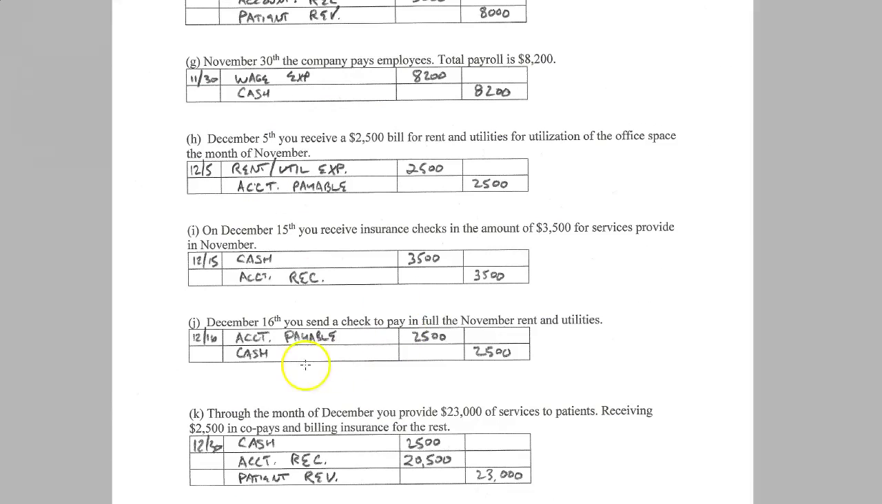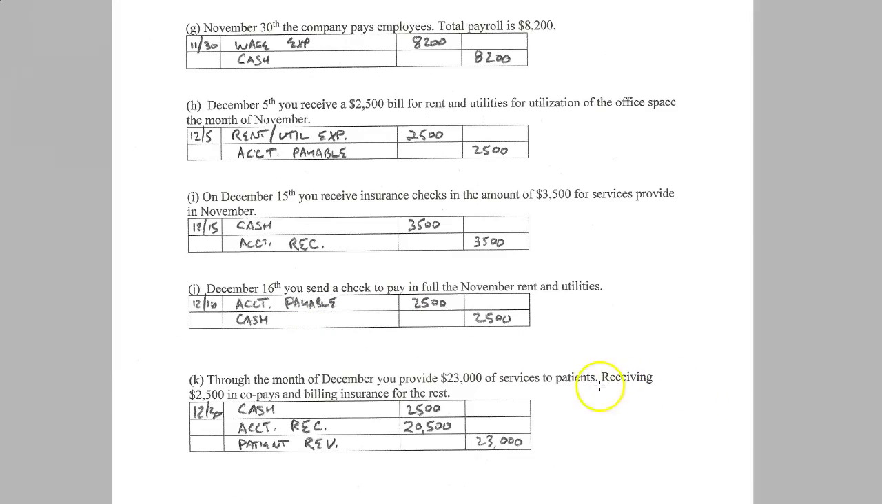Let's go to J. Some of you did have problems with the final few of these. On December 16th, you send a check to pay in full the November rent and utilities. Okay, so you finally decide to pay your rent. And so you almost intuitively know that you put something in accounts payable, you've got to do something to that, and you've got to do something to cash. Well, let's just take it from the cash approach. Remember your old buddy cash, right? So a decrease to cash is a credit entry. You could enter that one without even thinking.